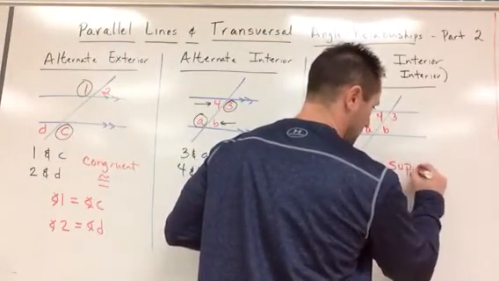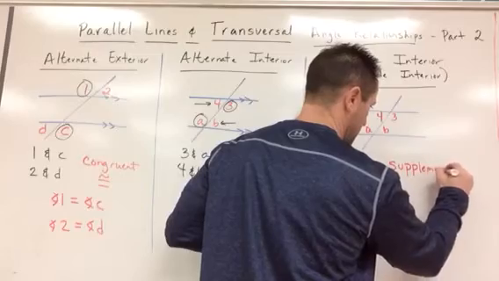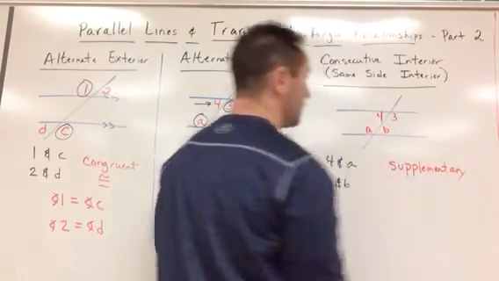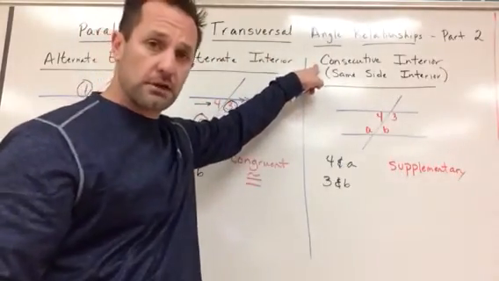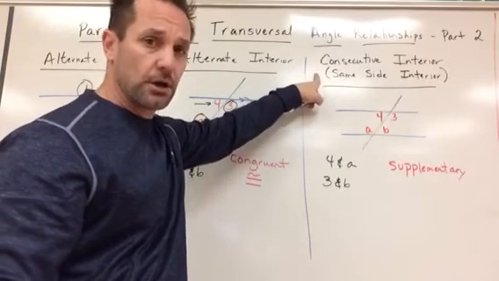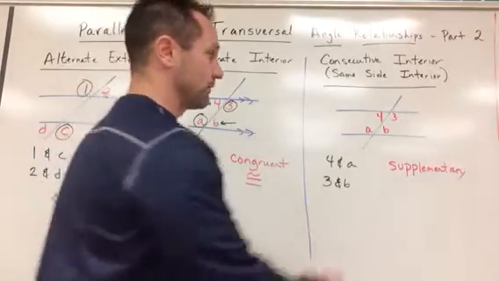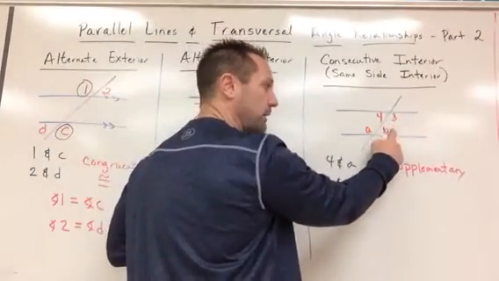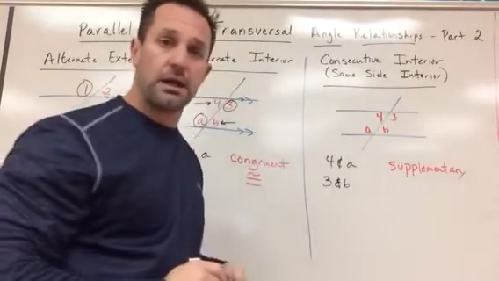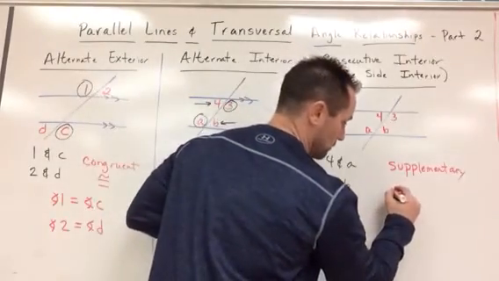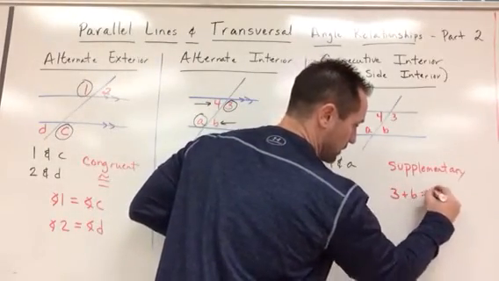So, all consecutive interior angles or same side interior angles, you should know both names, are supplementary, which means when you add 3 and B, it will always equal 180, right? So 3 plus B would equal 180.